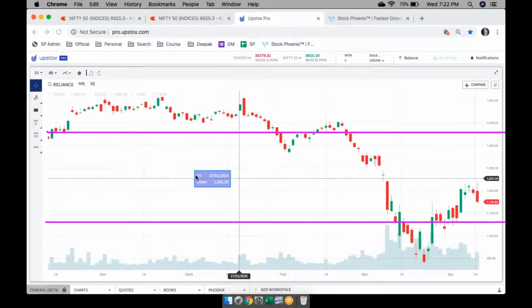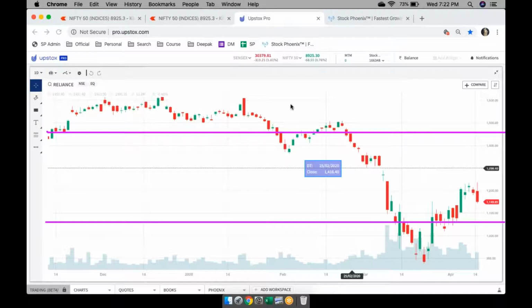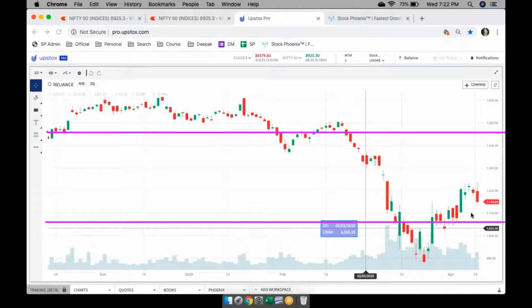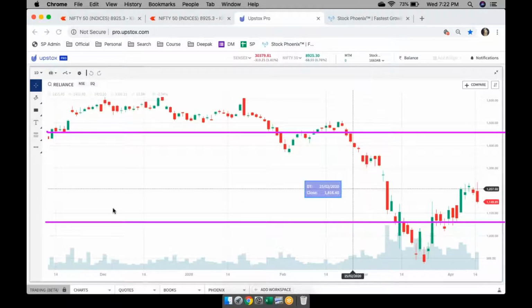Is that working? See, after reaching the bottom, it is reversing. After reaching the top, it is coming down. So now it is in the middle of the curve. Now if you have any technical support, you can buy or you can sell. Middle of the curve, you can buy, you can sell.